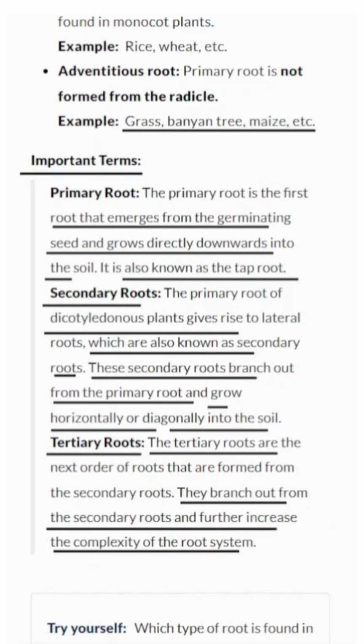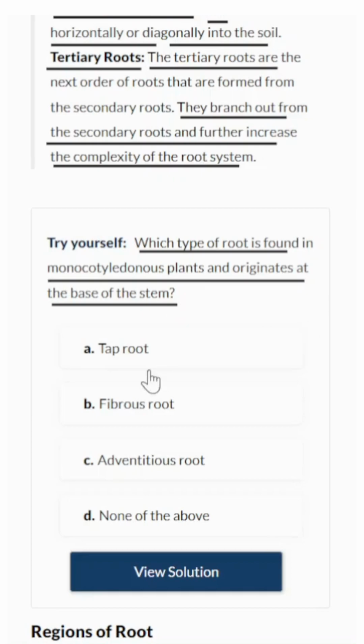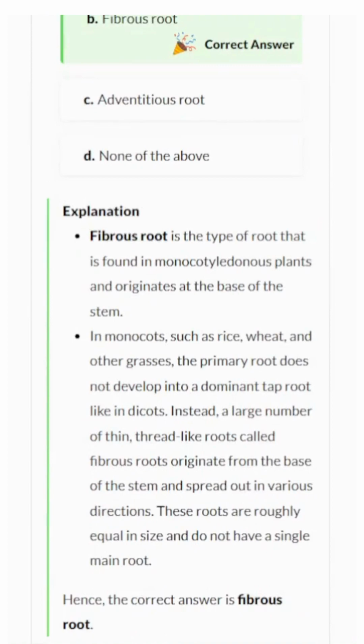Let's solve a quick question to revise what we have learned. Which type of root is found in monocotyledonous plants and originates at the base of the stem? Correct answer is B. Fibrous root. Fibrous root is the type of root that is found in monocotyledonous plants and originates at the base of the stem.